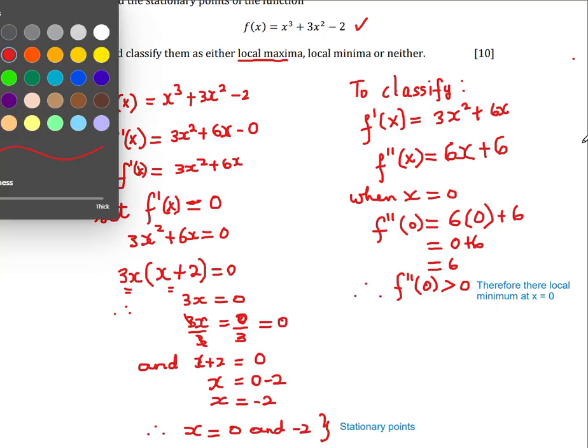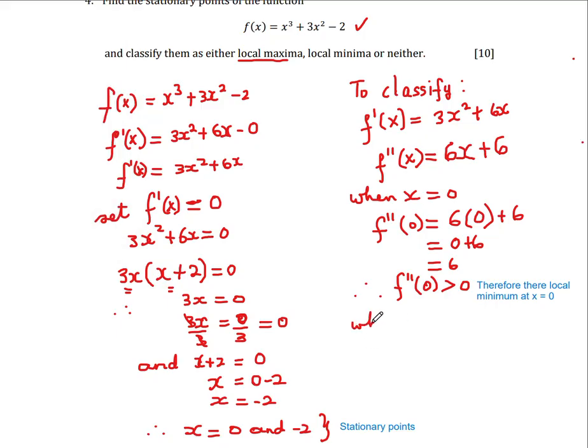And the final thing we have to do is to test the other stationary point to see whether a local max or local min exists there. When we evaluate the second derivative for the stationary point, if the result is greater than 0, it means that there's a local minimum. But if the result is less than 0, it means that there's a local maximum. So let's see. When x is equal to negative 2, which is the second stationary point that we found by factorizing the quadratic that we got from the first derivative.